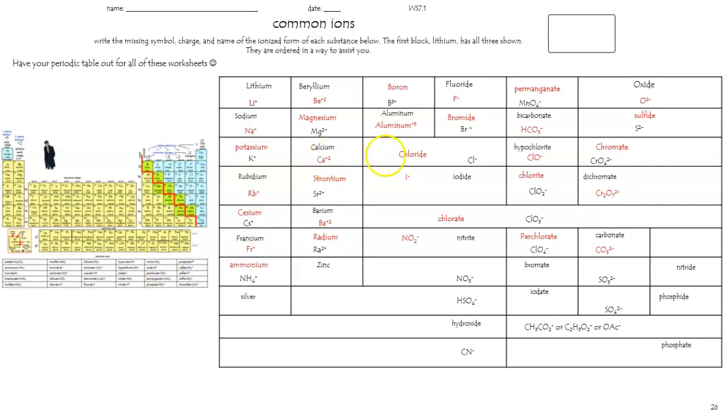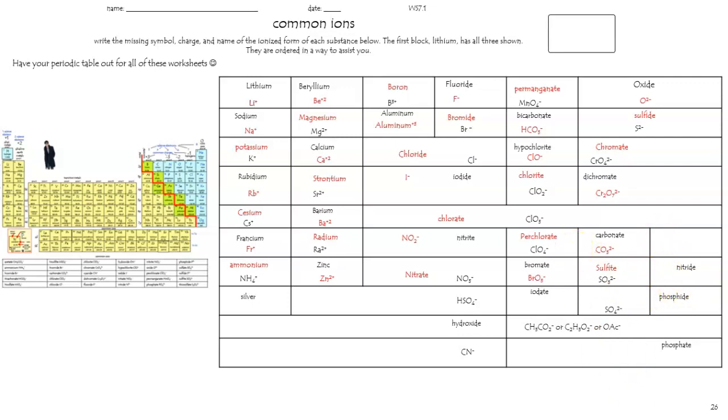Zinc is an exception because although it's in the D block, it's never been observed to be anything except 2+, Zn2+. NO3- is very common. This is the nitrate anion, always soluble ions. This is not a bromide, it's a bromate, so it's BrO3-. This is not a sulfate, it is a sulfite, SO3 2-.